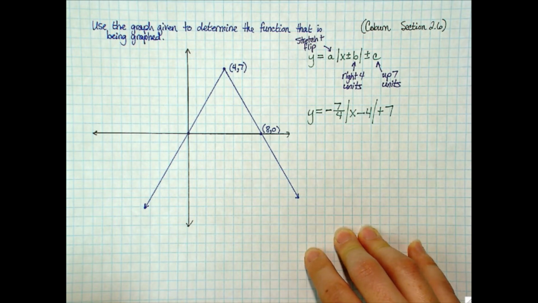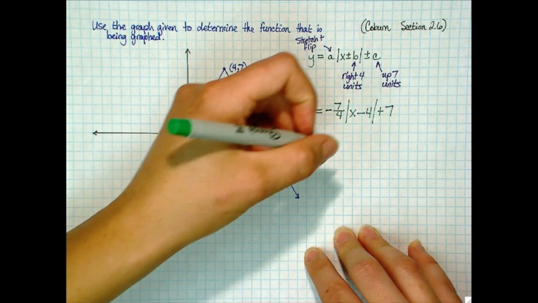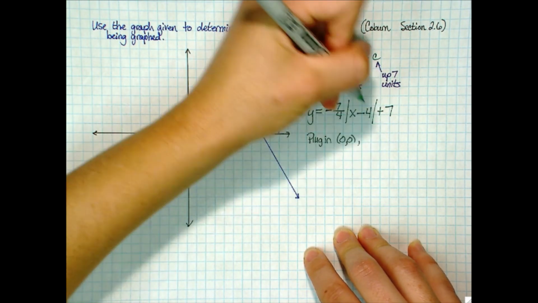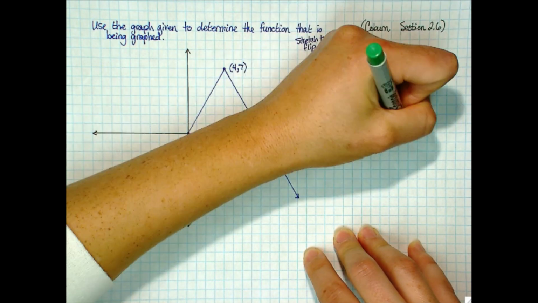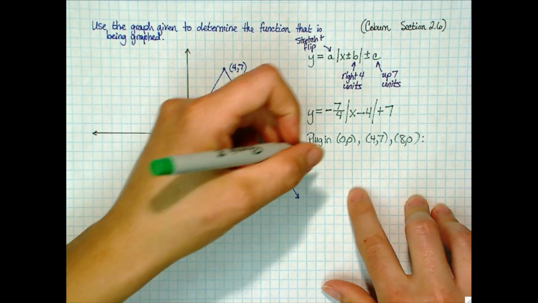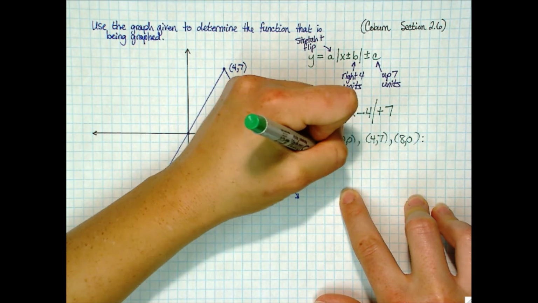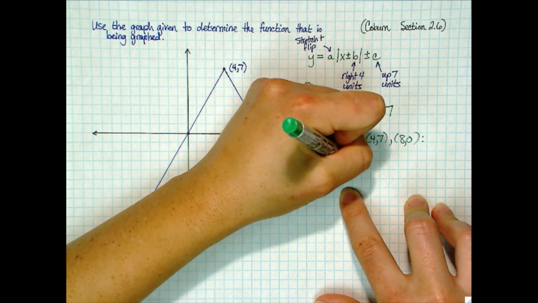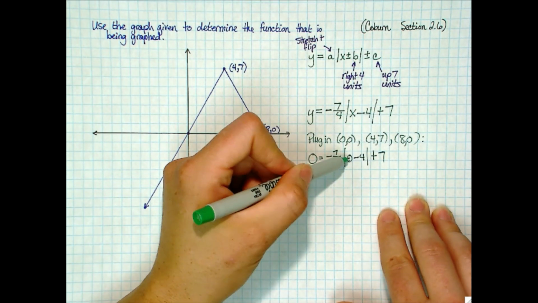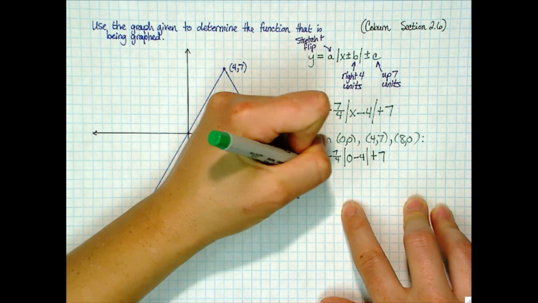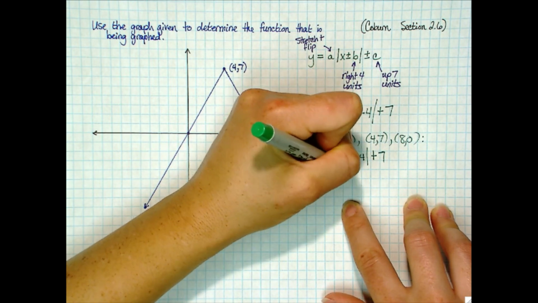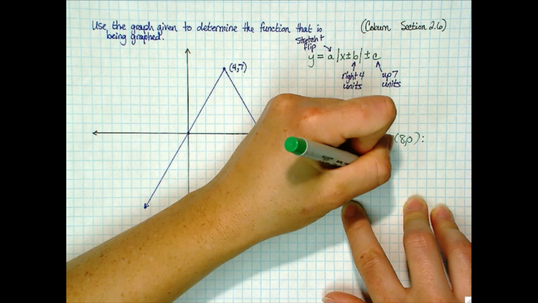And just to double check, we can plug in the points that we know, 0, 0, 4, 7, and 8, 0. Plugging in 0, 0, what do we get? 0 equals negative 7/4 absolute value of 0 minus 4, plus 7. Is that true? Well, this is negative 4. You absolute value, you get a 4. So do we have negative 7/4 times 4 plus 7? Yup.